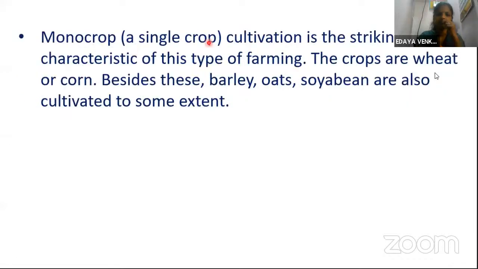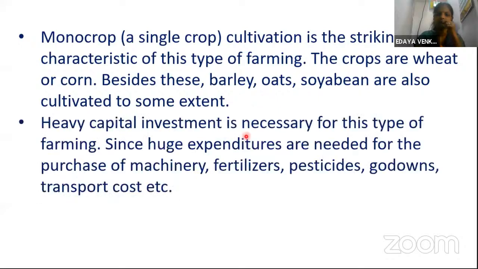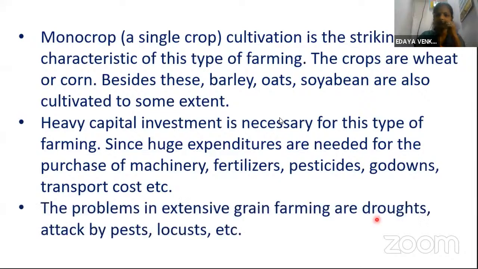Monocrop, that is single crop cultivation, is a striking characteristic of this type of farming. The crops are wheat or corn. Besides these, barley, oats, and soya beans are also cultivated to some extent. Heavy capital investment is necessary for this type of farming since huge expenditures are needed for the purchase of machinery, fertilizers, pesticides, godowns, transport costs, etc. The problems in extensive grain farming are droughts, attacks by pests, locusts, etc.